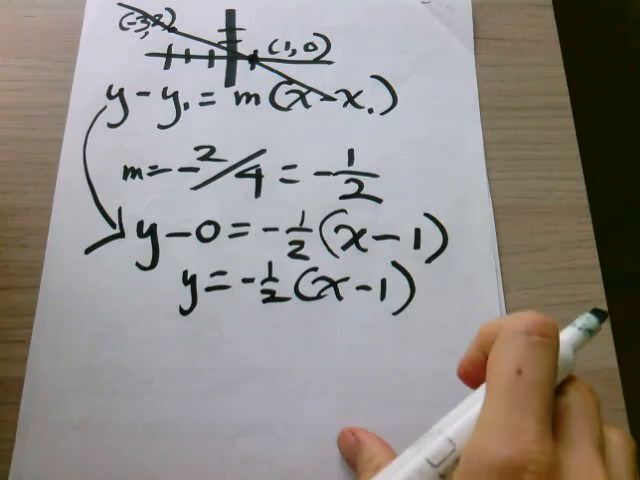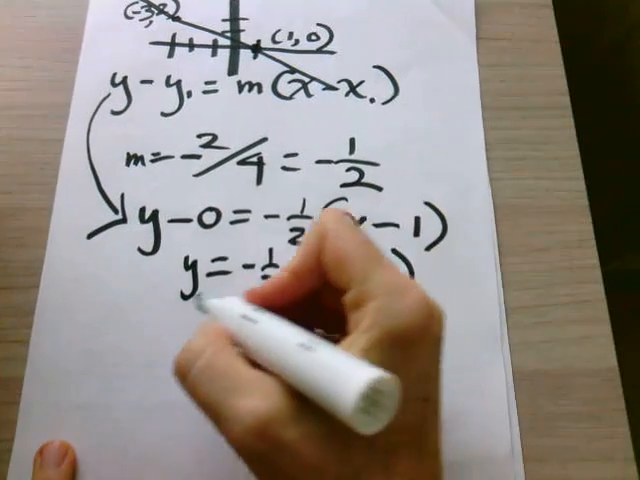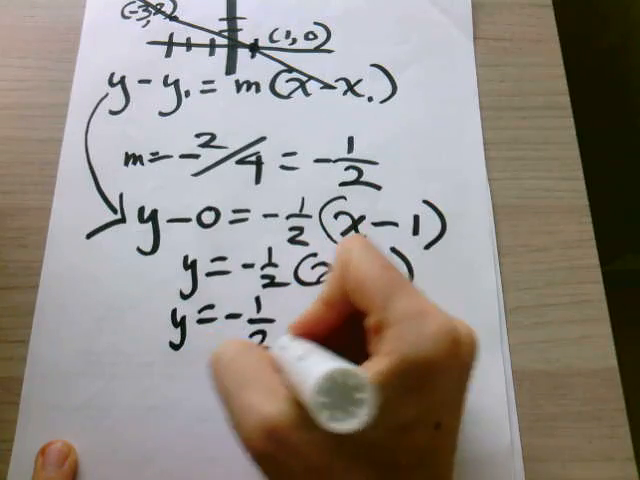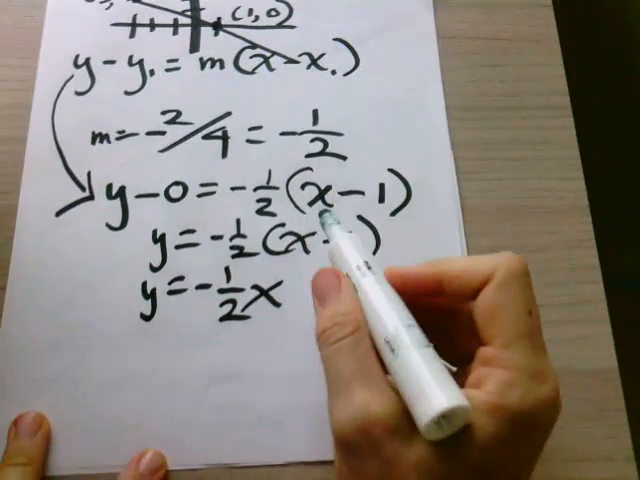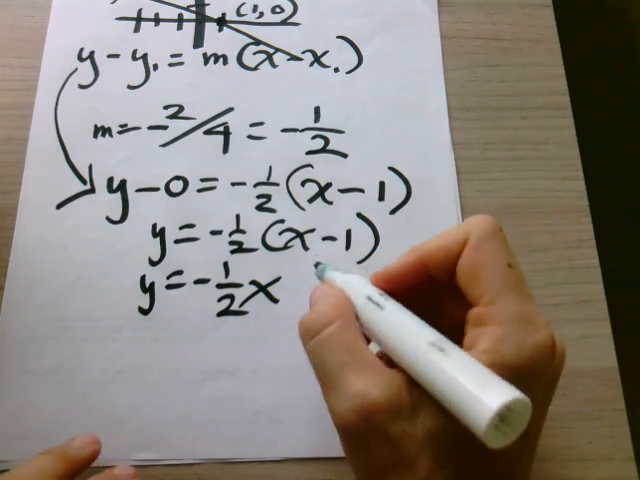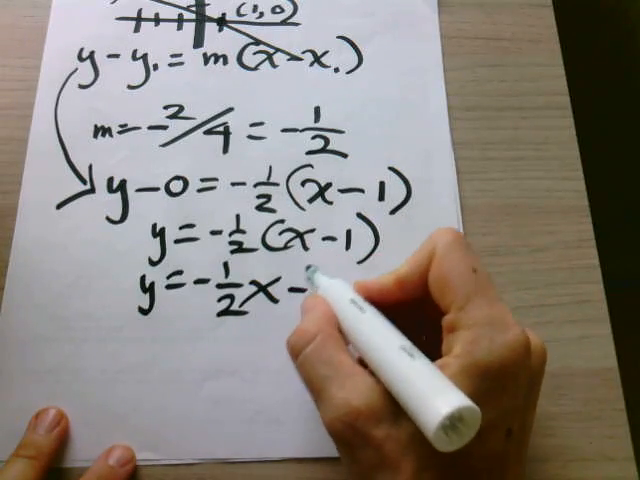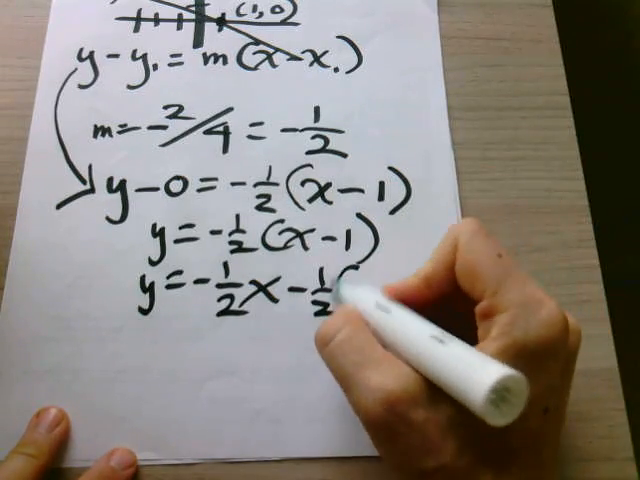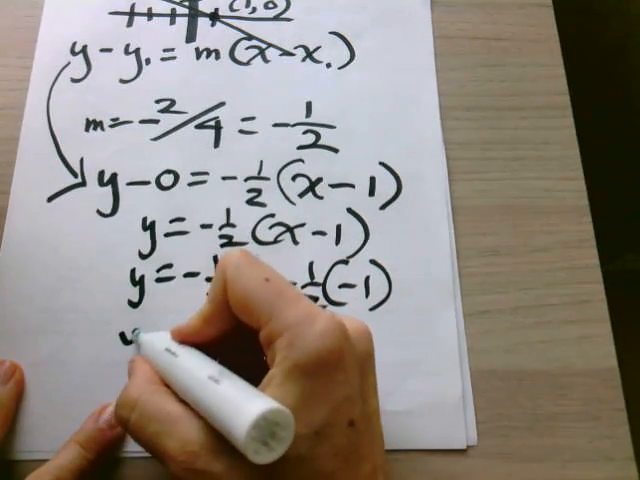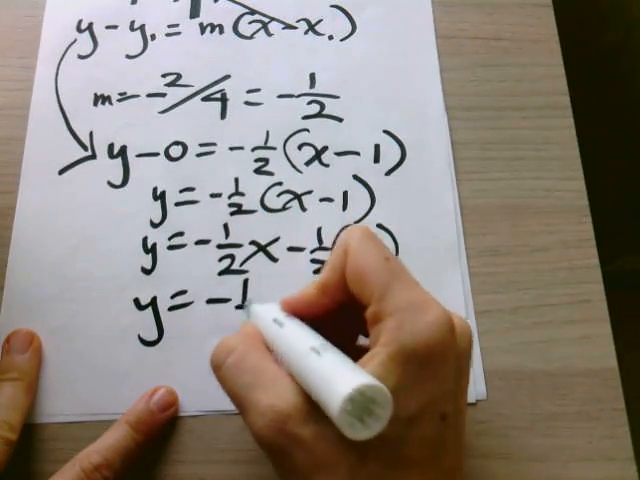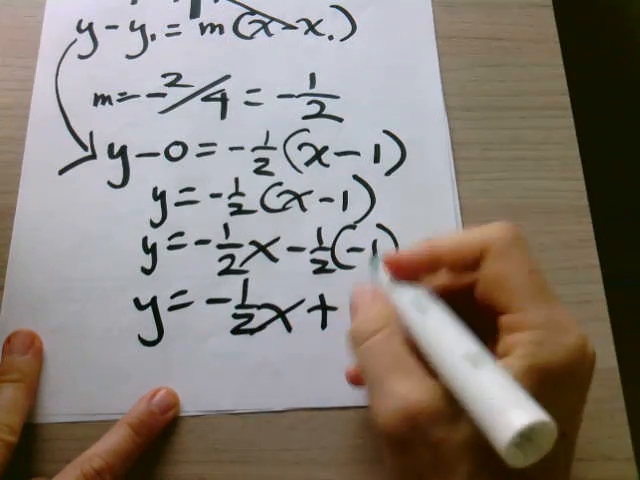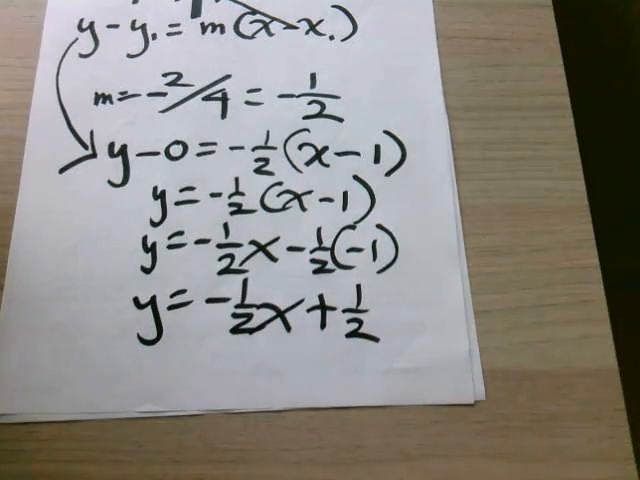If you want, we can go even further. Go y equals -1/2 x, and then -1/2 times -1. So y equals -1/2 x plus 1/2. Okay.